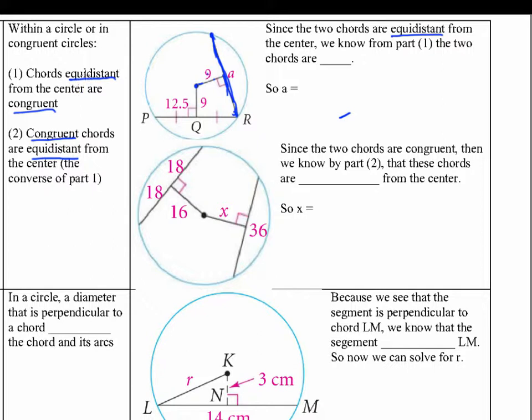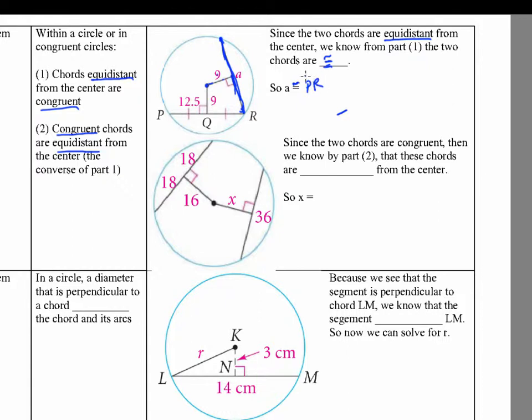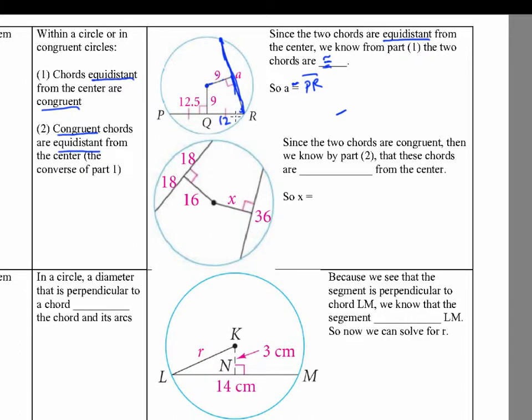What does it tell us about equidistant chords from the center? That means that they are congruent. So A is congruent to PR. And what is PR? Well, this is 12.5 with a tick, here's another tick, so this would also be 12.5. So would the total distance be 12.5 plus 12.5? 12 plus 12 is 24. 0.5 plus 0.5 is 1. 24 plus 1 equals 25. So A is 25. Again, they're equidistant from the center, so the chords are congruent.